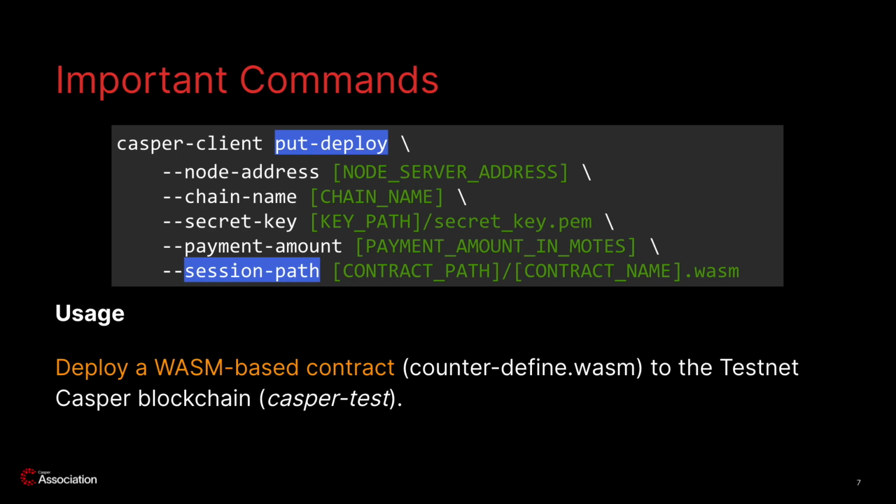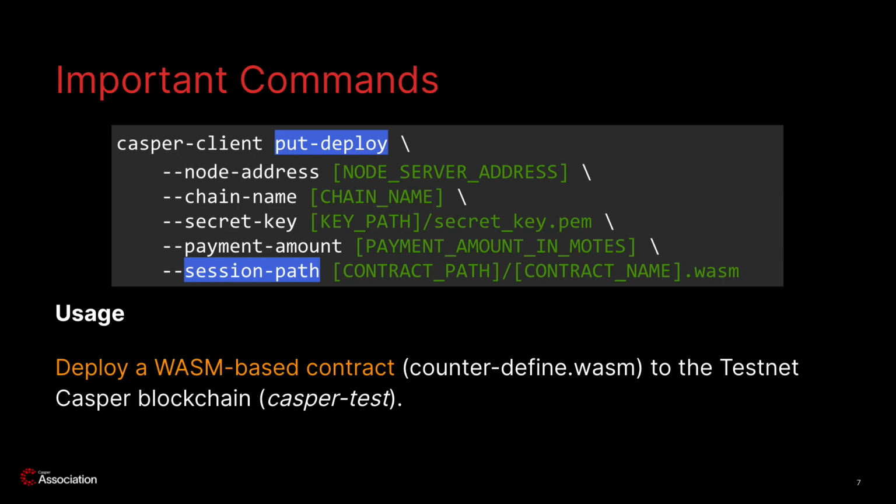The put deploy command is designed to do exactly what the name suggests. It attempts to deploy something onto the blockchain. With this usage, we're saying that we want to deploy the contract counter-define.wasm specified by the session path argument. The node address is a server, and the chain name specifies the blockchain network we wish to deploy to, which in this case is Casper Test, the official Casper Testnet. The secret key is the account that will sign for the transaction and pay the transaction fee. Obviously, that's our account here.